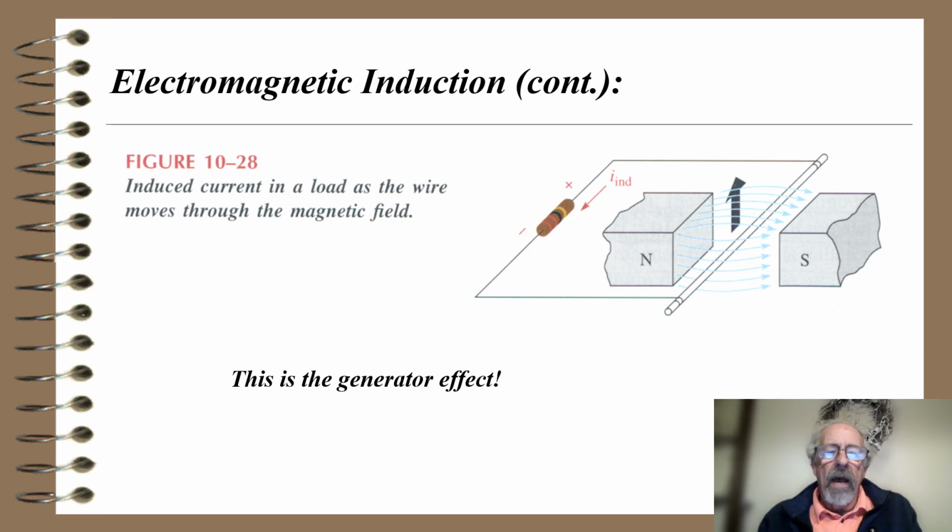So this slide shows figure 10.28, the induced current on a load as the wire moves through the magnetic field. So if I have just this wire moving through a magnetic field, it turns out a current would be induced and would be passed through the load. This is called the generator effect.